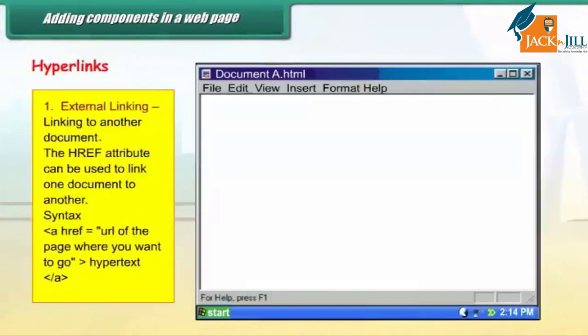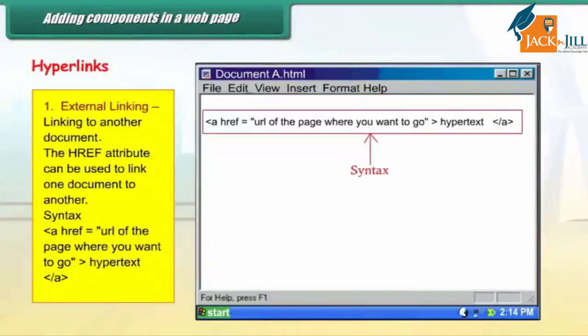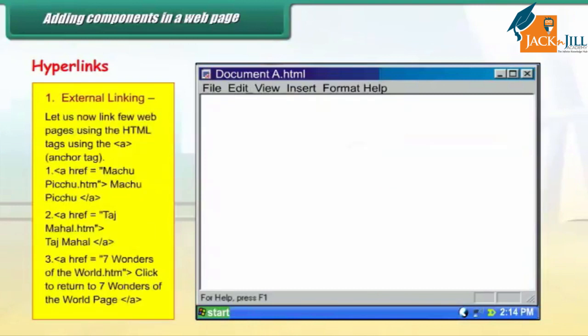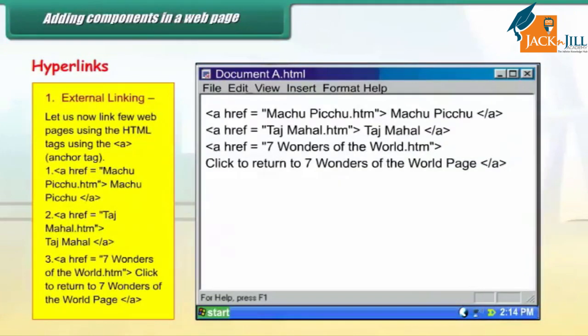External linking. Linking to another document. The href attribute can be used to link one document to another. Syntax. Example: let us now link a few web pages using the HTML anchor tag.